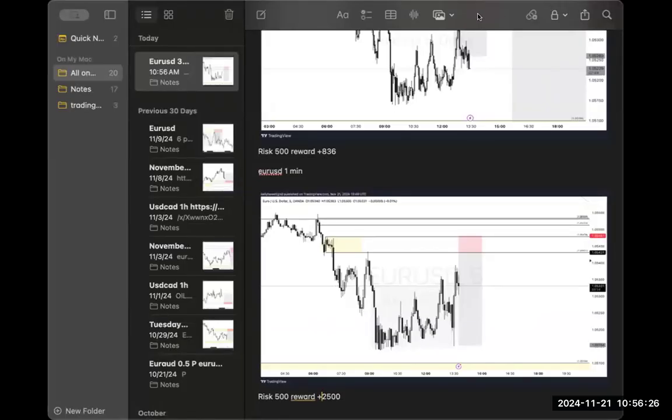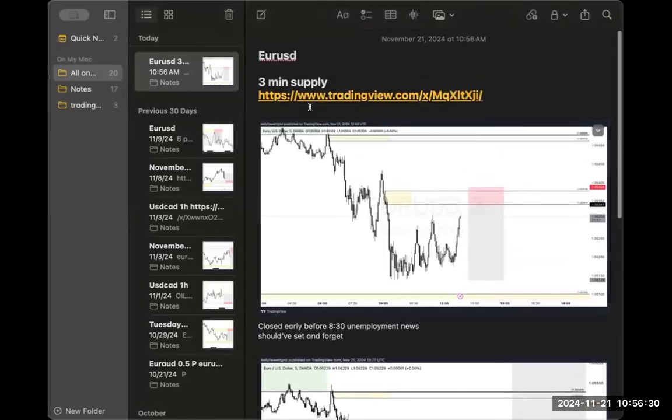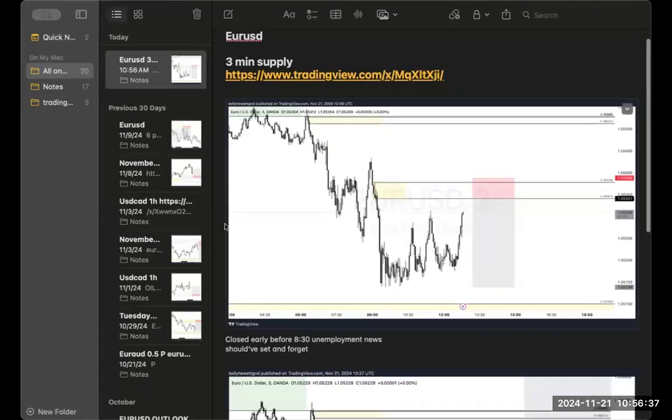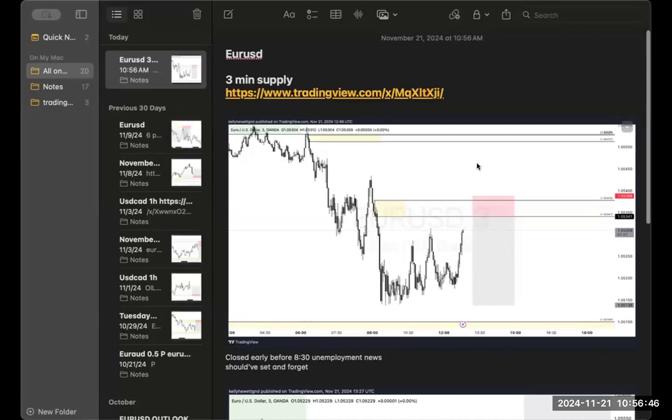Right, so this is my notes on my computer. So today, these were the trades I was looking at, because even though we trade 11 and 2, you could really trade anytime because this strategy works on any time frame, anytime, right? So here we had an example. I had Euro USD supply, 3-minute supply, drop base drop, novice area, and then I set the zone, right?